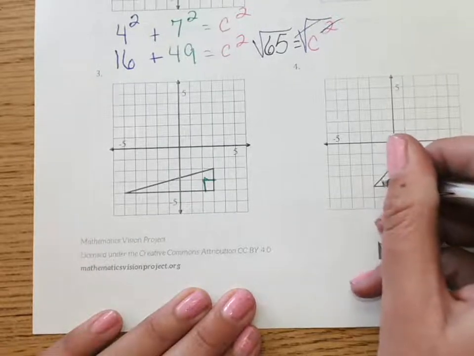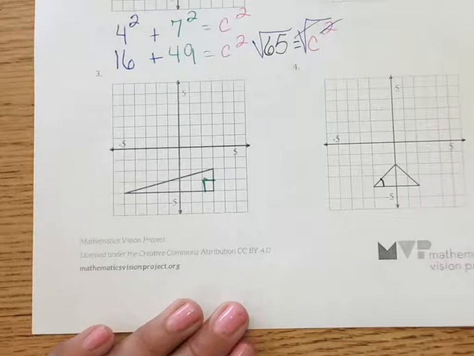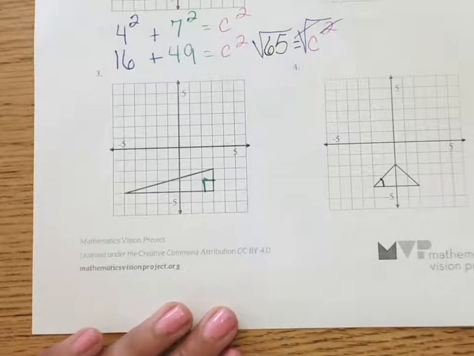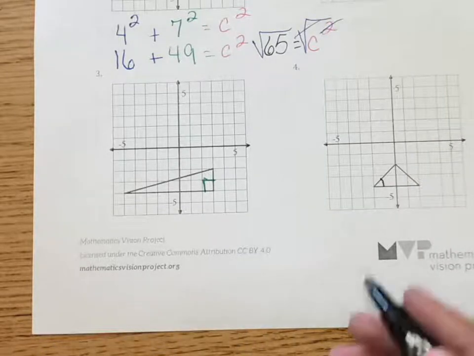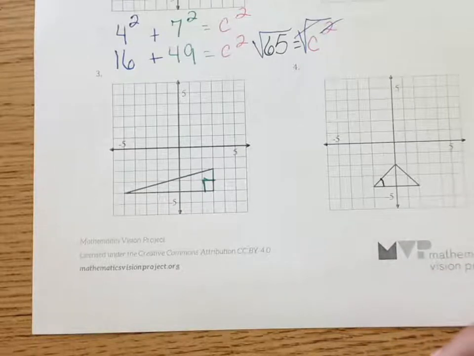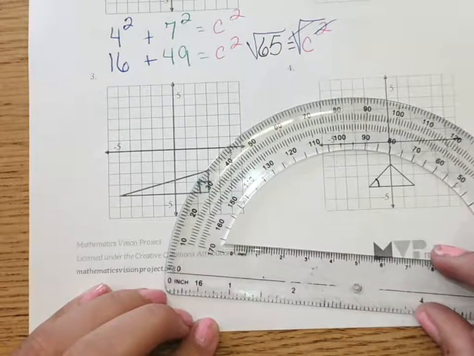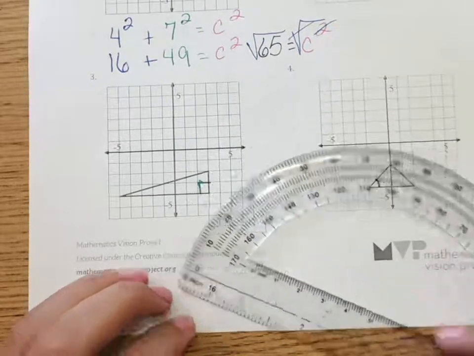So, is this a right angle? No, this is an acute angle. This is called an acute angle. It is less than 90 degrees. Here, if I use my protractor, oh, that's not going to be very helpful. Never mind.